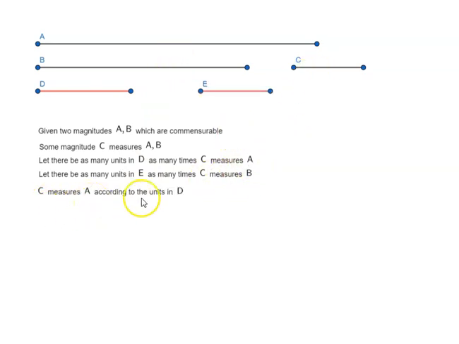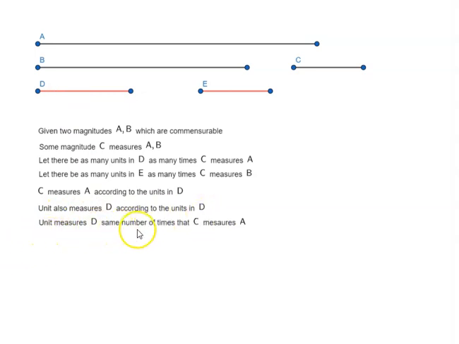C measures A according to the units in D. And we know unit also measures D according to the units in D. So unit measures D same number of times that C measures A. And we know we can write this in proportional form. C is to A as unit is to D. And we can invert it. So inversely, A is to C is equal to D is to unit.